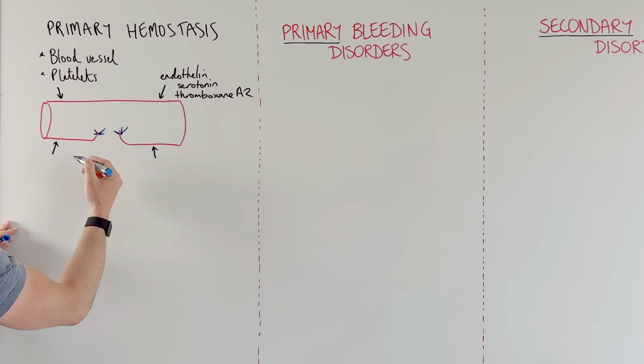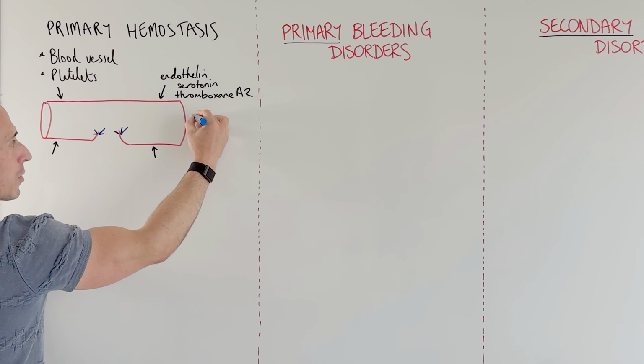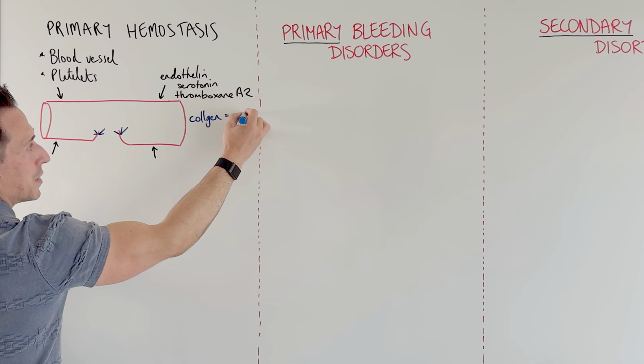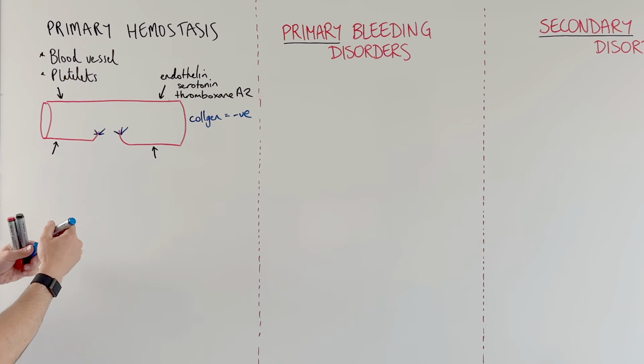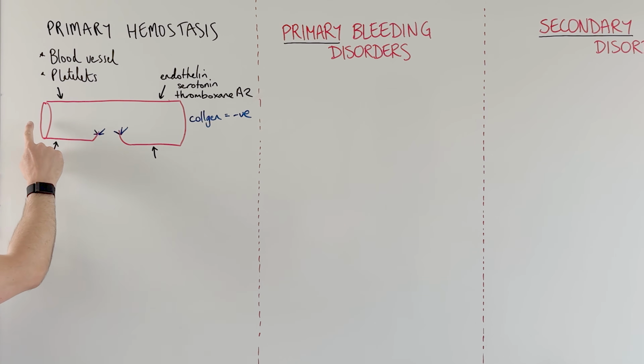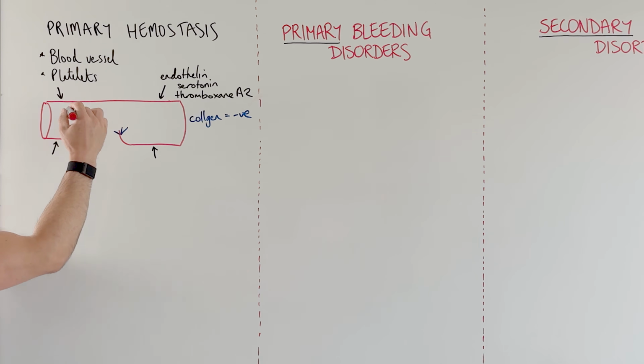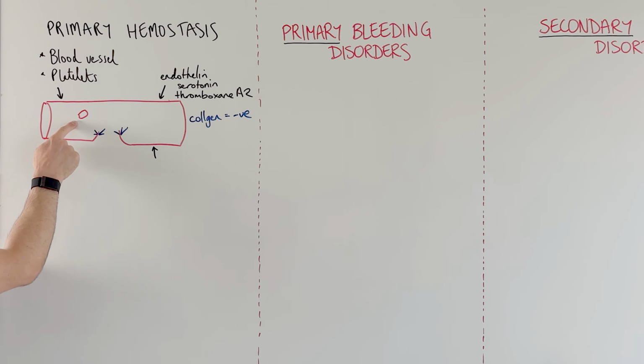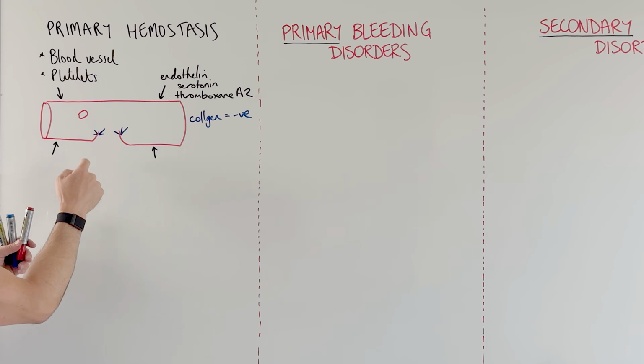Now, collagen is negatively charged. We need to write that down, right? So collagen has a negative charge. And that's important because as the platelets fly past, so let's say I have a platelet here, they're also negatively charged. So how do we get a negatively charged platelet to a negative charged collagen?